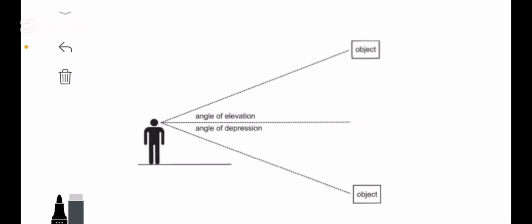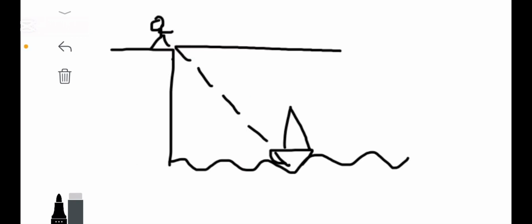When you look down from a cliff to a boat passing by, let's say, the angle between the horizontal and your line of sight is called the angle of depression. We can find missing angles if we have an angle that's next to it. So let's say the angle of depression for this one is 55 degrees.